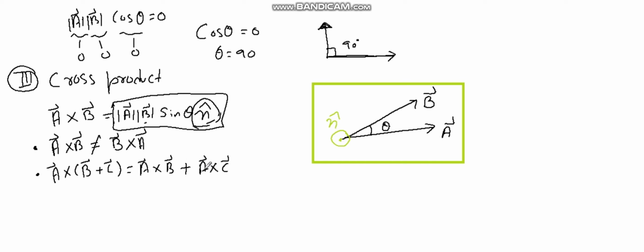What does that mean? That means that either we will add B and C and then take the cross product of A to that, or we can take the cross product of A to B and then add the cross product of A to C. In both cases the result will be the same.